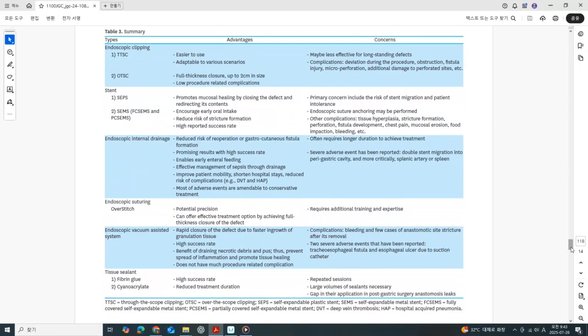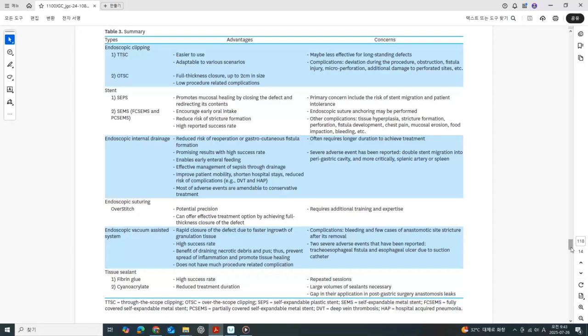Combination therapy is common then. Very common, especially for more complex leaks. You might use a stent and internal drainage, or maybe EVT followed by clipping a small residual defect. It's about leveraging the strengths of different techniques. And Table 3 in the source seems to pull this all together nicely, summarizing the pros and cons of each approach. Yeah, Table 3 is a fantastic summary.